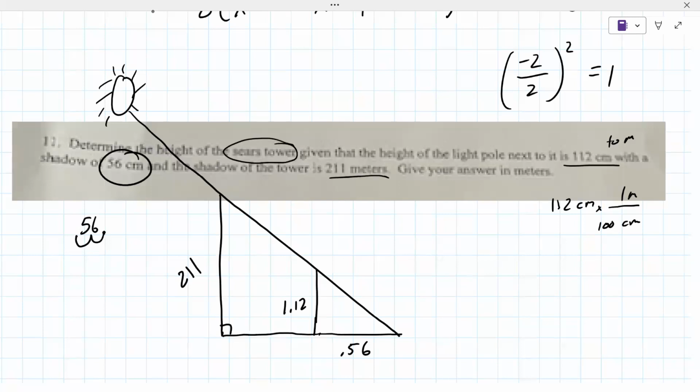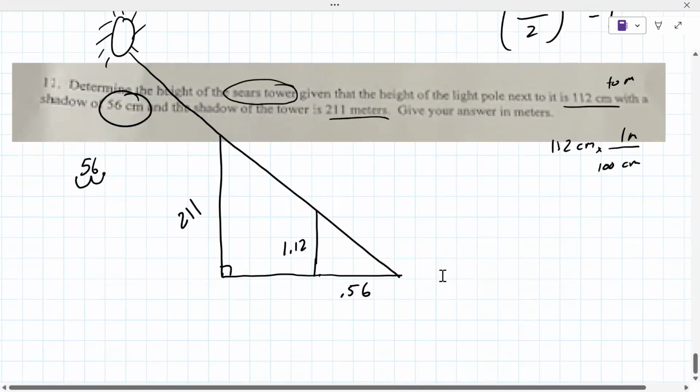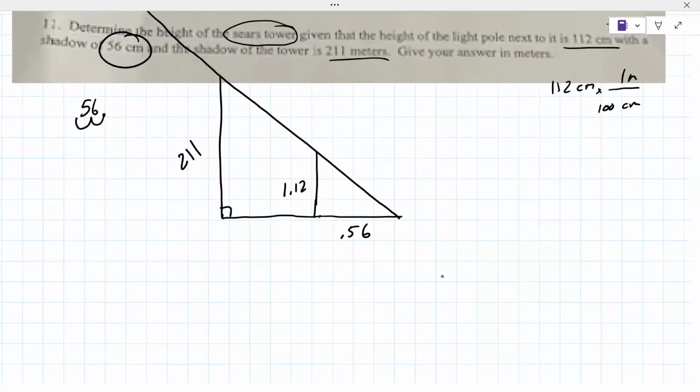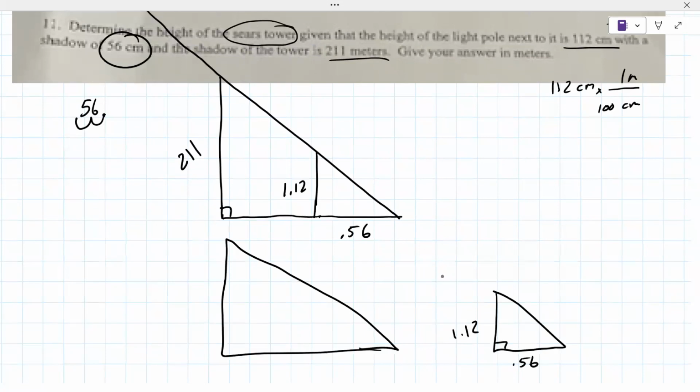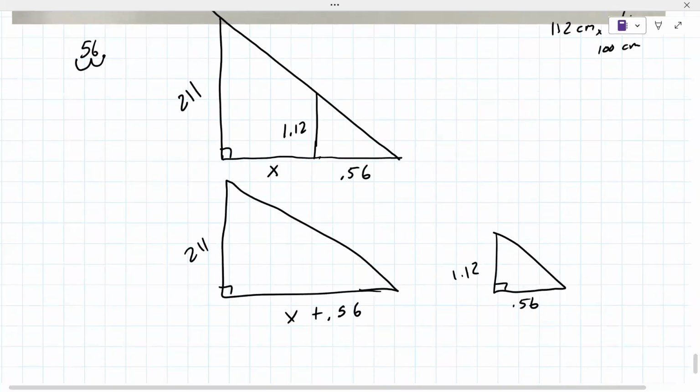So there's really two triangles here. There's the little one, and then there's the big one. If we call this distance here x, then the whole length here is x plus 0.56. Is that okay, how we've done that? Yes, no, maybe. Yes.